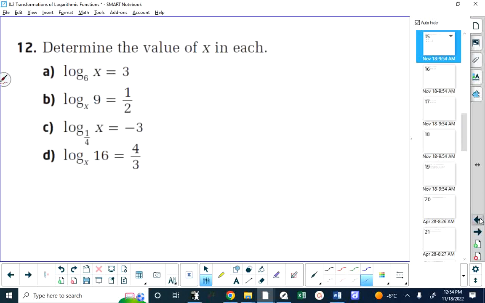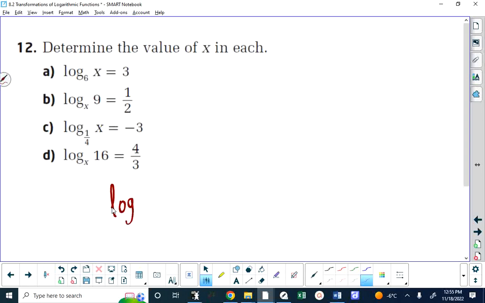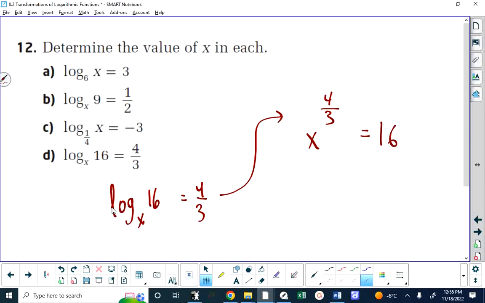So we are asked to find x when we have log base x of 16 equals 4/3. I write that in exponential form, and I get that. Now, are you okay with that move? Okay.